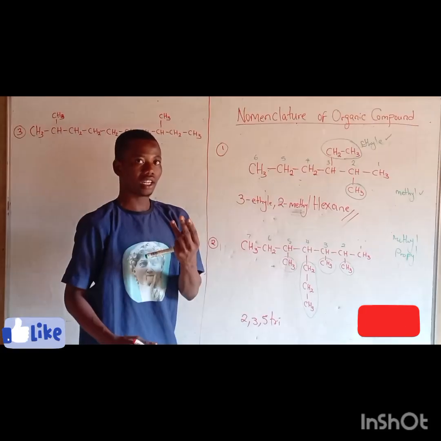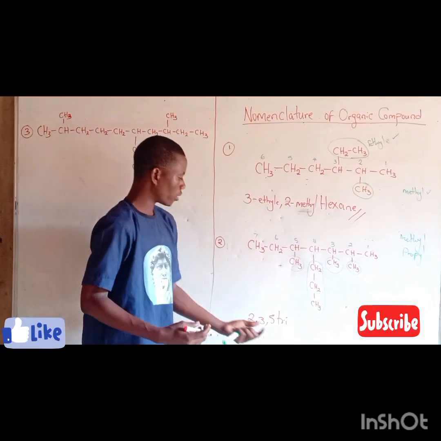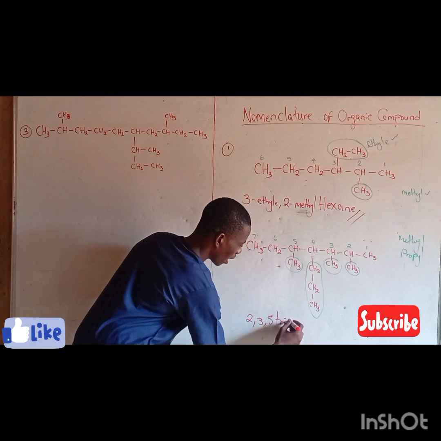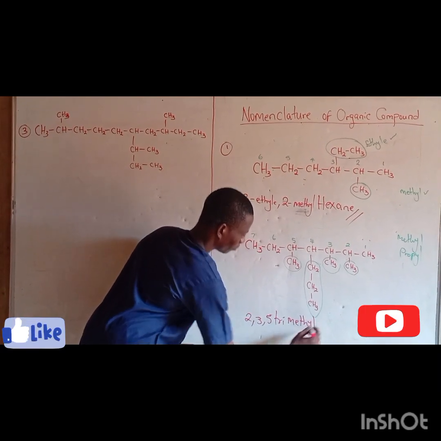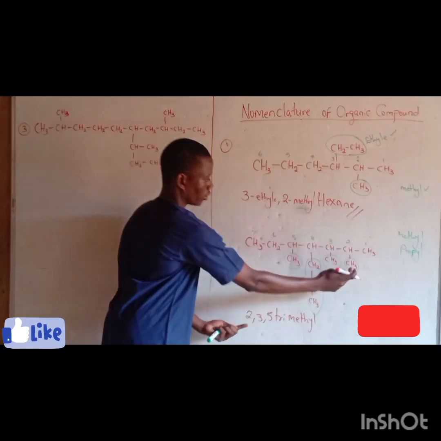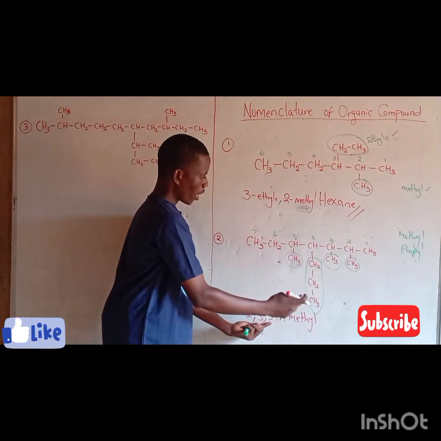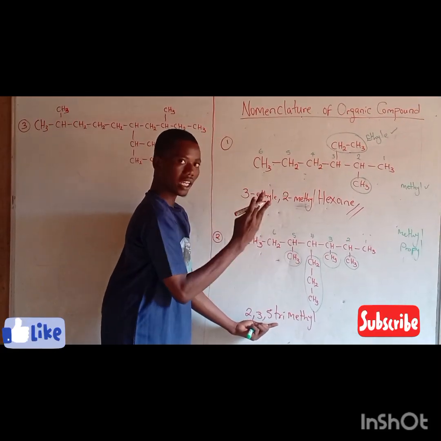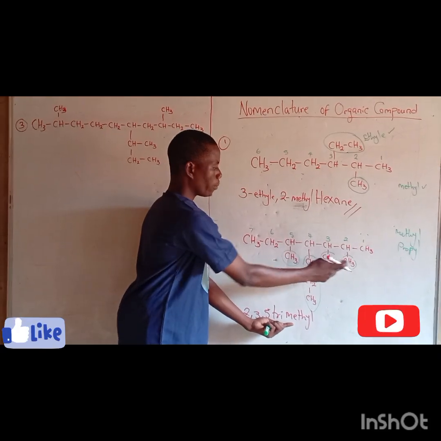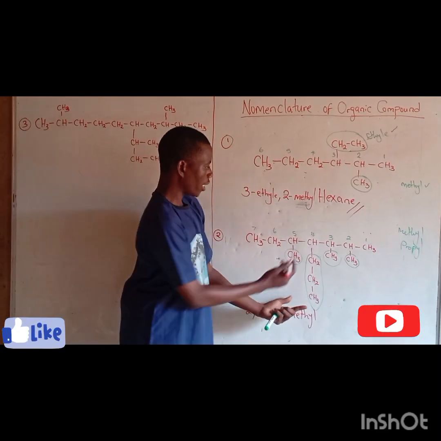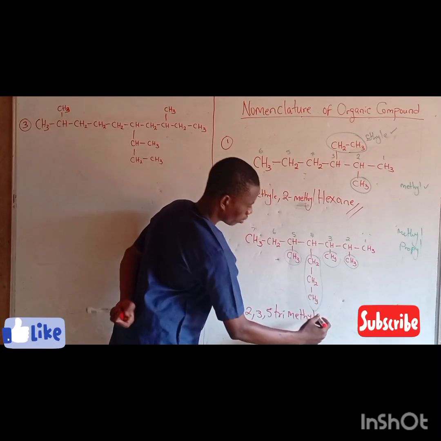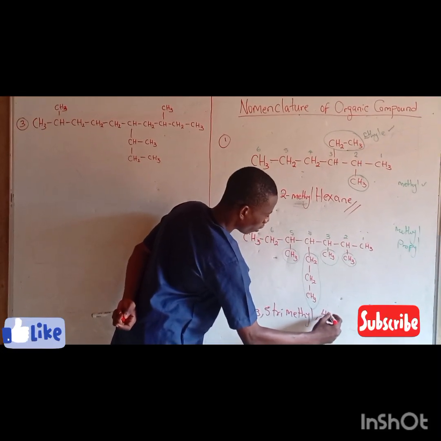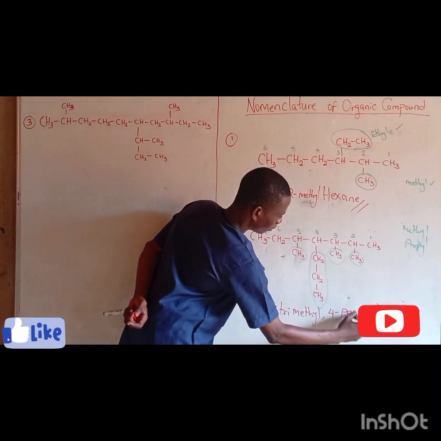Tri represents 3, three of the same compound. Tri what? Methyl. So 2, 3, 5-trimethyl, which is the compound. Methyl. Then you go to what? Propyl. Propyl is in number 4, 4-propyl.